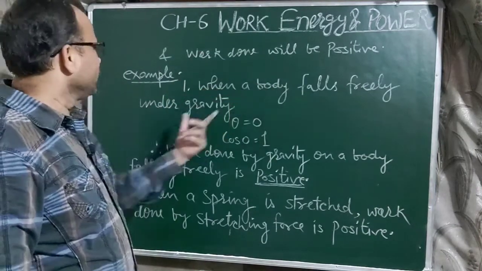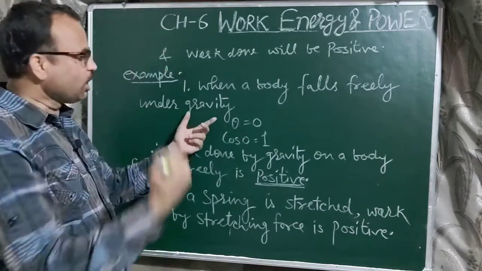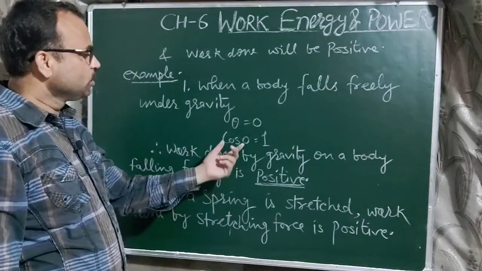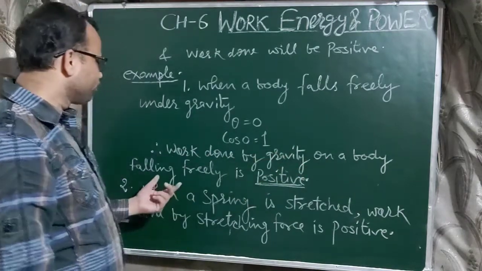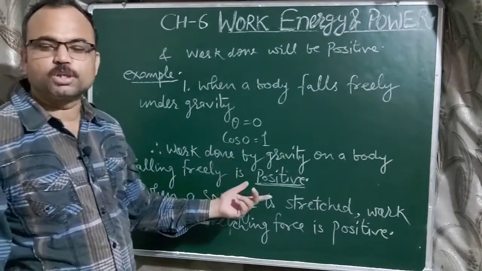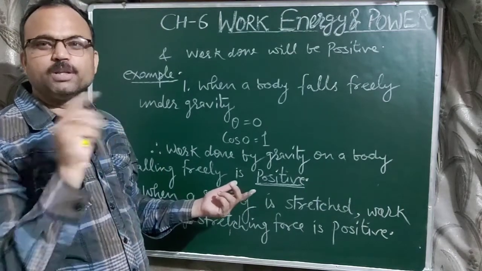Now discuss a few examples of positive work done. When a body falls freely under gravity, means force acting on body is downward, means theta equal to 0, and the value of cos 0 is 1. So work done by gravity on a body falling freely is positive because direction of force and displacement is same, so angle between them is 0.